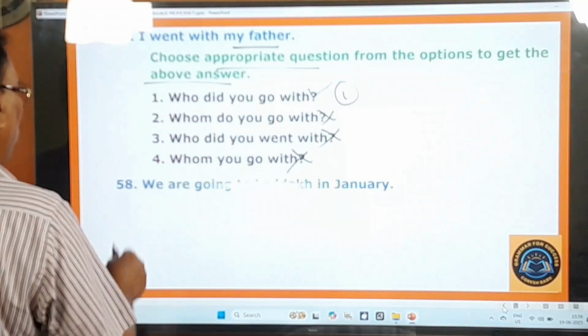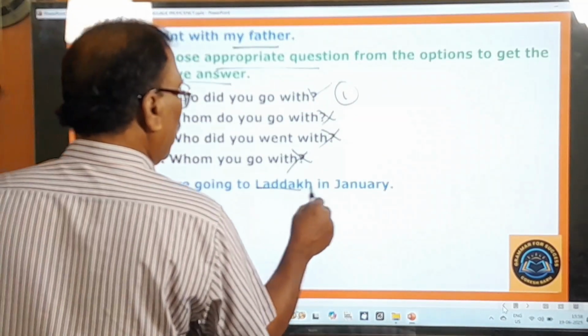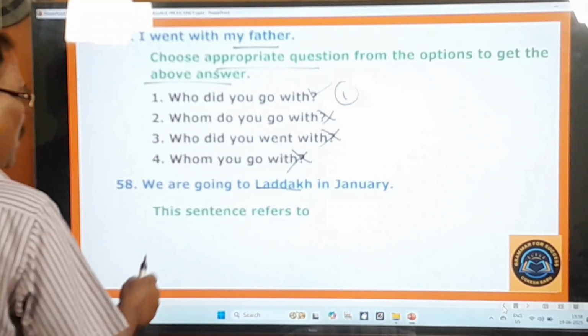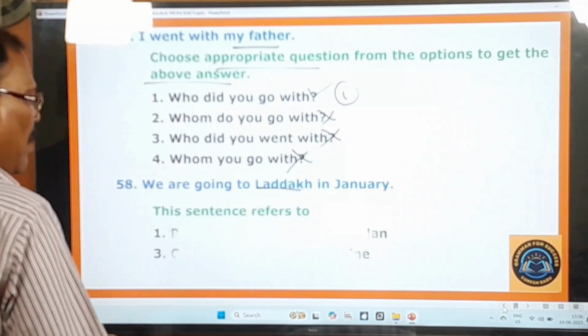You go to the next question, 58th one. "We are going to Ladakh in January." Okay, some statement is given. Then what is the question? This sentence refers to, what does it refer to?